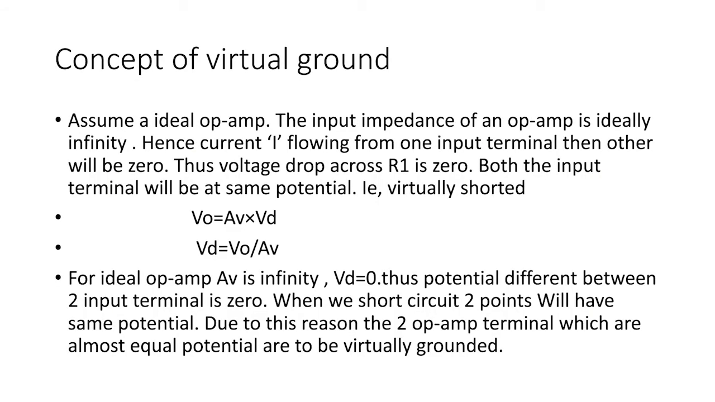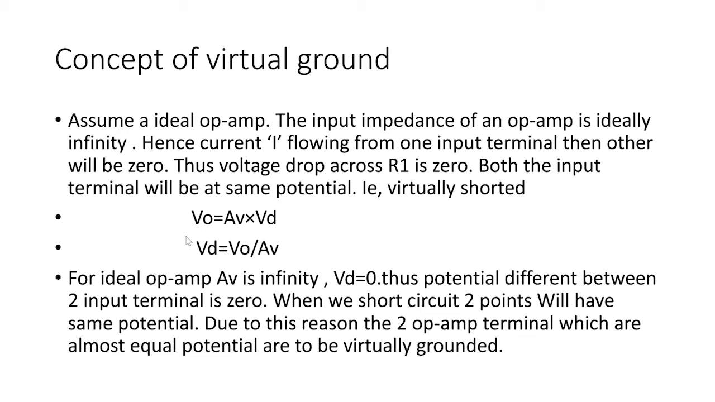Concept of virtual ground. Assume an ideal op-amp. The input impedance of an op-amp is ideally infinity. We have studied before that in an ideal op-amp the input impedance is infinity. Hence the current I flowing from one input terminal to the other will be 0. Thus the voltage drop across R1 is 0. Both input terminals will be at the same potential, that is, virtually shorted.